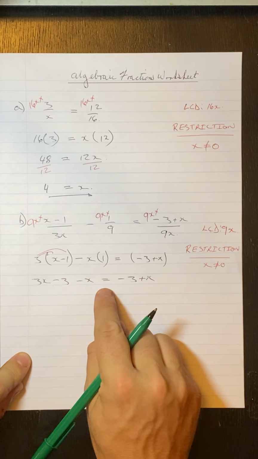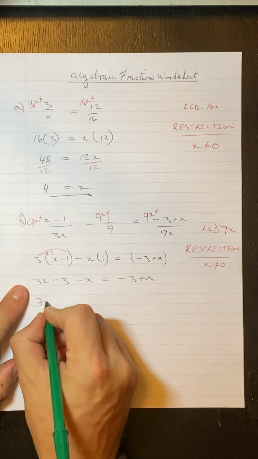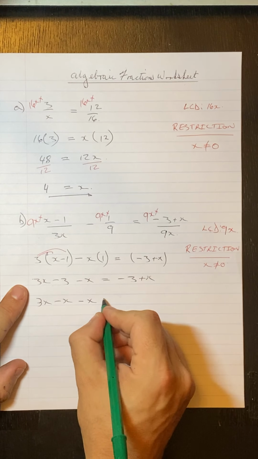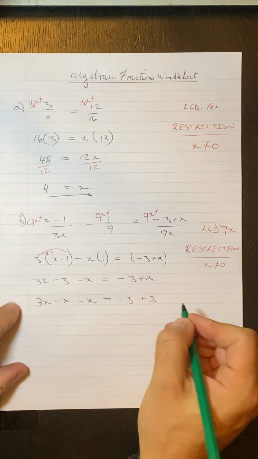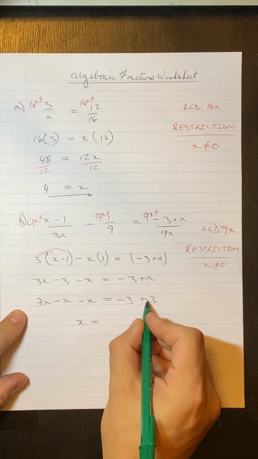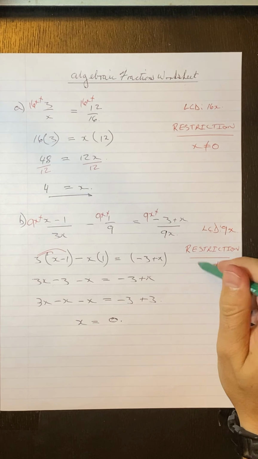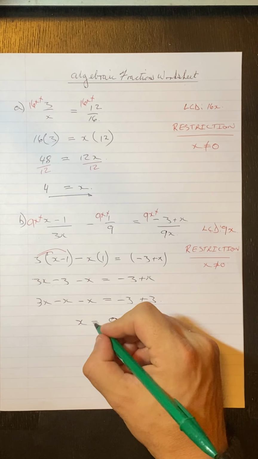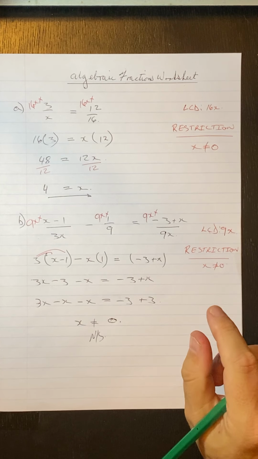Get x's onto this side of the equals, numbers onto that side of the equals. So this one stays, 3x minus x, bring that one to that side, becomes a minus x, equals, that one stays, take this one to that side, and it becomes a plus. Okay, 3x minus x gives us x, equals minus 3 plus 3 gives us 0. All right. Now what we need to do is we just need to check our restriction. It's telling us that x cannot be equal to 0, but we've got that. So x cannot be equal to 0, therefore we have no solution, okay, because of our restriction.